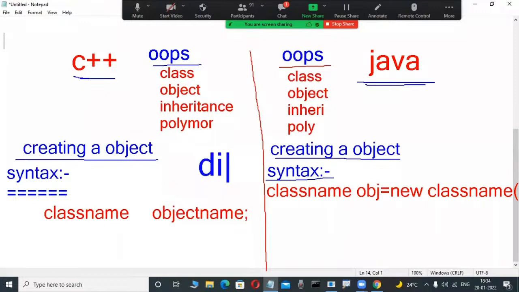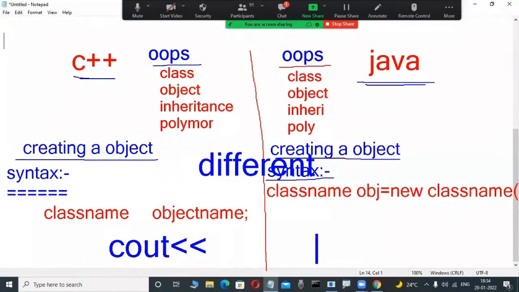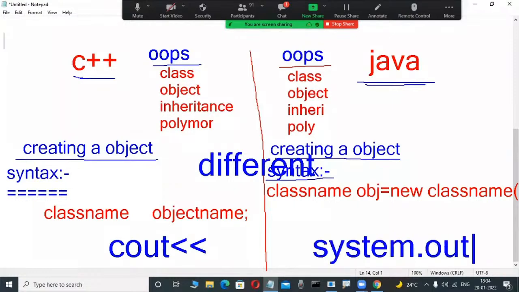Syntactically different. Conceptually, OOP concepts are the same, but syntactically different. And functions are also totally different. Suppose in C++ I want to display output, cout is a function, streaming output only. And in Java, what is the function? System.out.println is there or not? Yes. That's why syntactically different. Functions are also totally different in these two object-oriented languages.